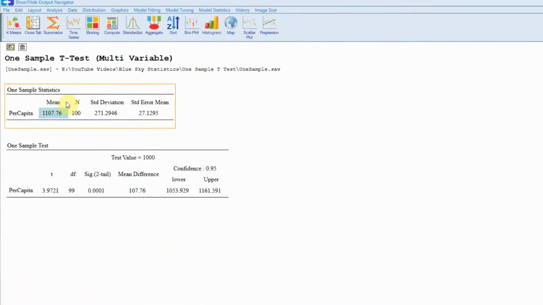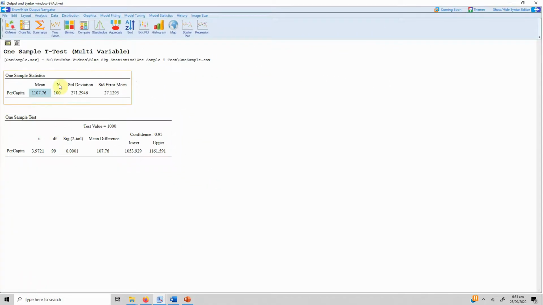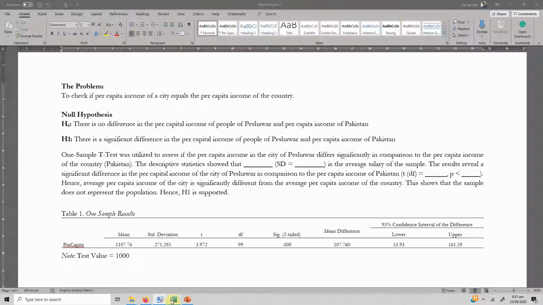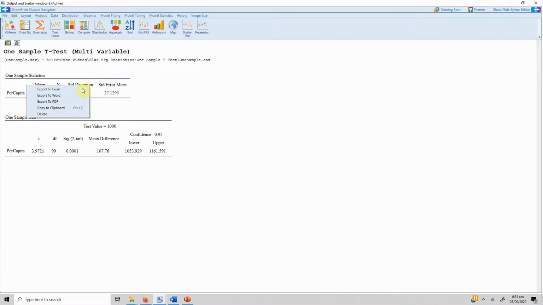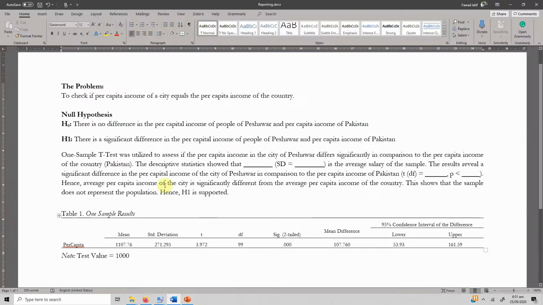So let's copy this and use it for our results. Here are your results. If you want to copy this again, just right click on it and export to Word, Excel, PDF, whatever is feasible for you. Let's go for the reporting of results.